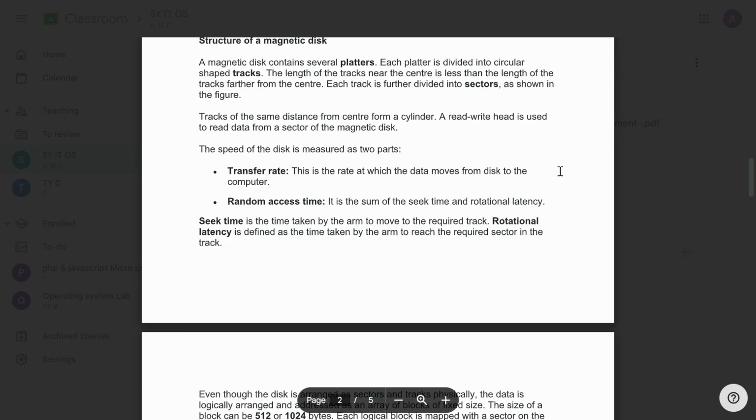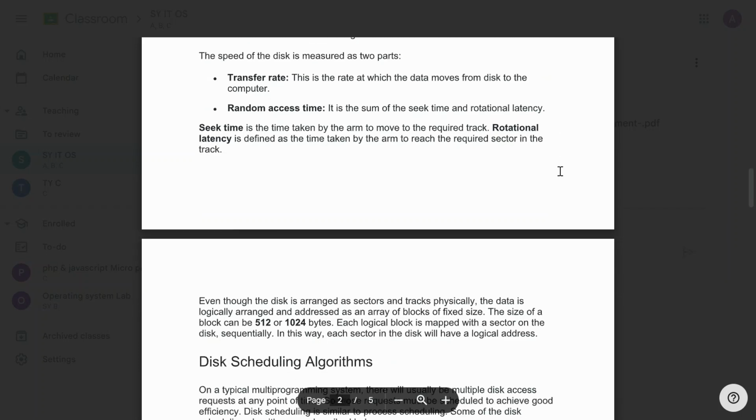Consider the speed of the disk is measured in two parts. The first one is the transfer rate. This is the rate at which the data moves from the disk to the computer. And the random access time is the sum of the seek time and the rotational latency. Seek time is the time taken by the arm to move to the required track, and rotational latency is defined as the time taken by the arm to reach the required sector in the track. All these points we have already discussed.